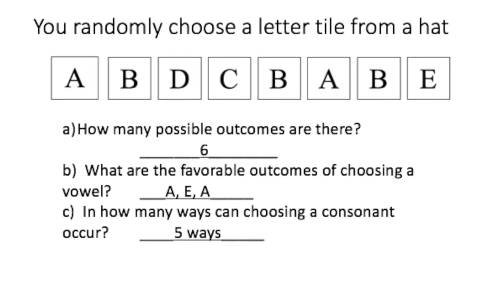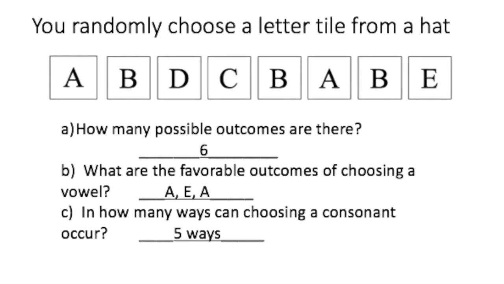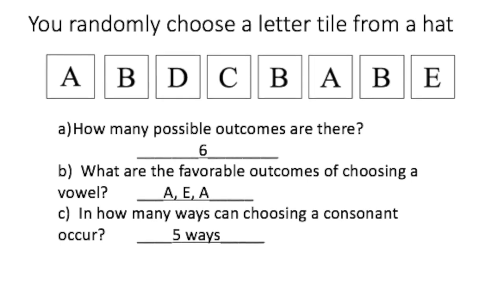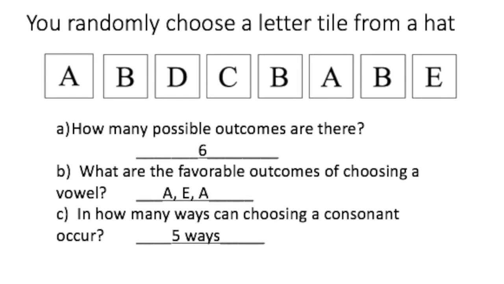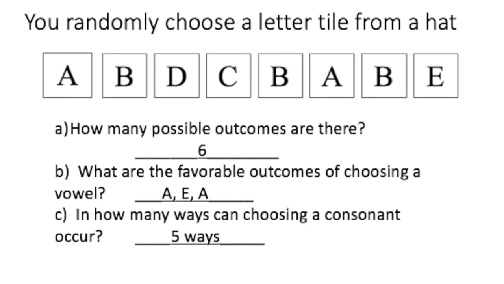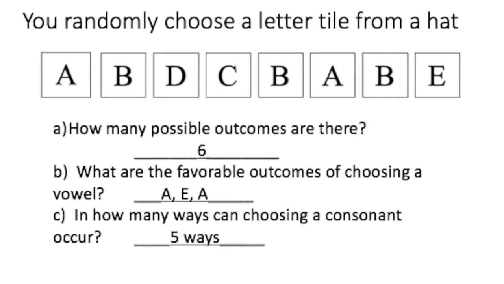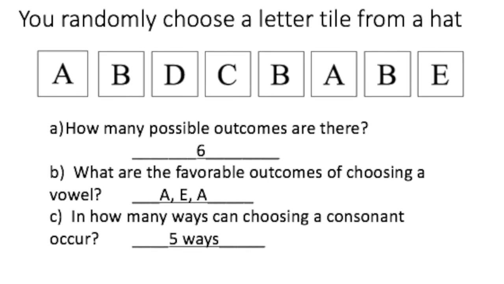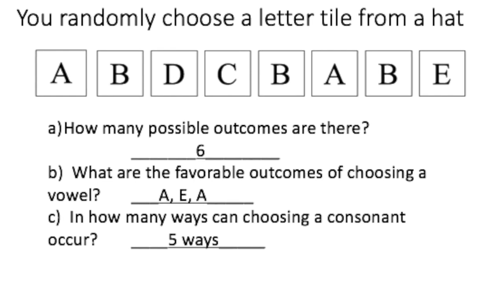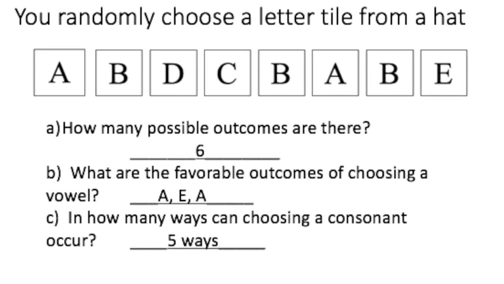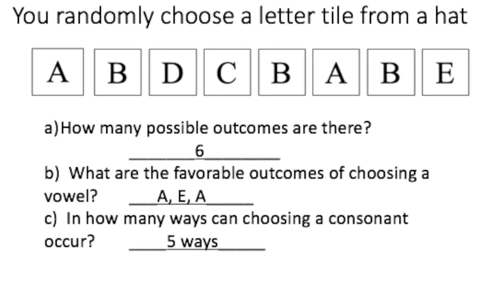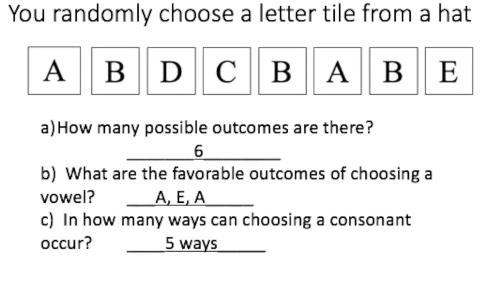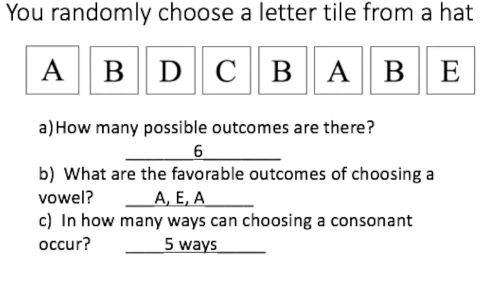The next question asks about favorable outcomes of choosing a vowel. The correct answer is A, E, and A. So a favorable outcome is just when we have a correct option. So here we're looking for vowels, and we know that A, E, and A are all tiles that involve vowels. An incorrect option to pick for a favorable outcome of a vowel would be like D or B or C, because we know that they're not vowels.